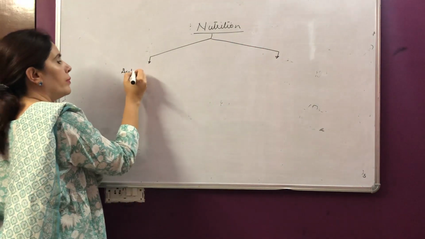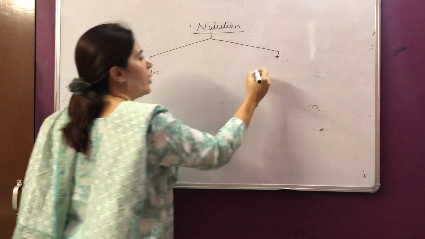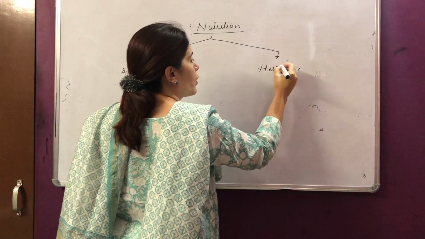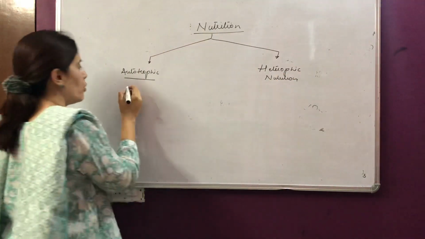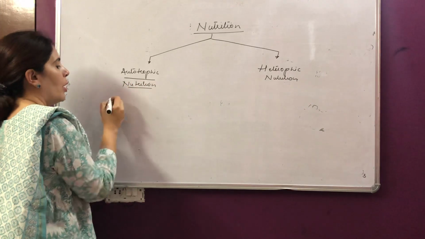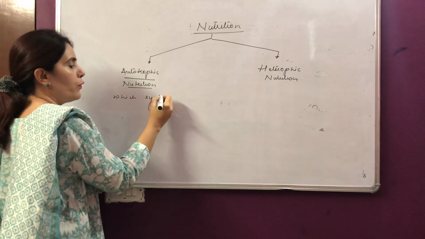Autotrophic nutrition and the second one is heterotrophic nutrition. So now how do we divide the various organisms into these two modes of nutrition? Autotrophic nutrition, this is about all those organisms which can synthesize their own food.